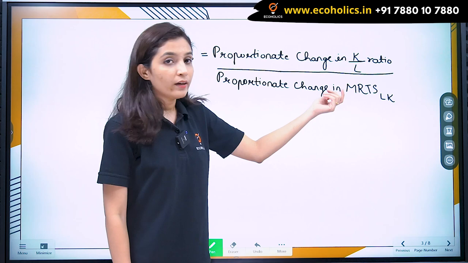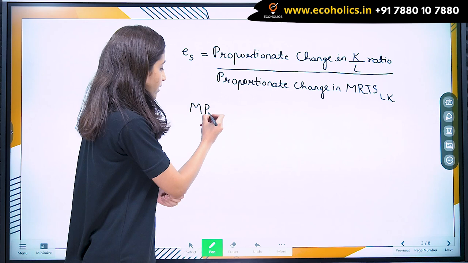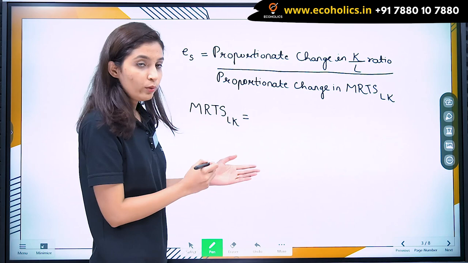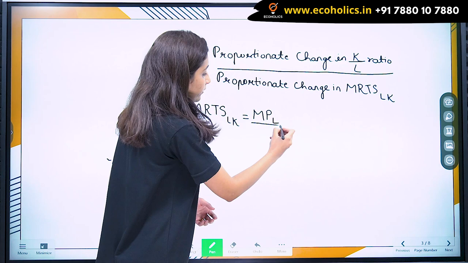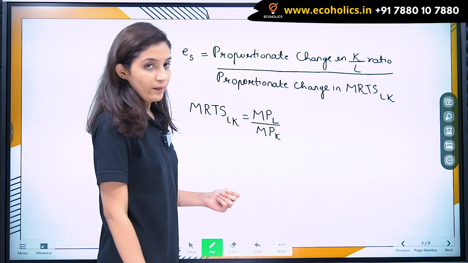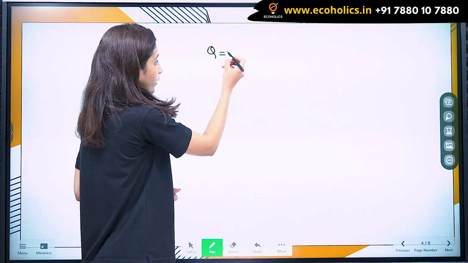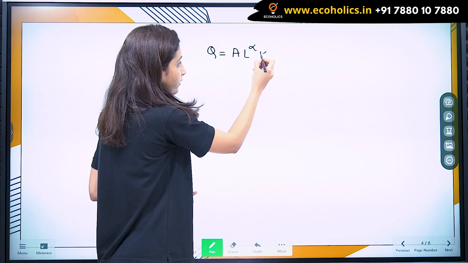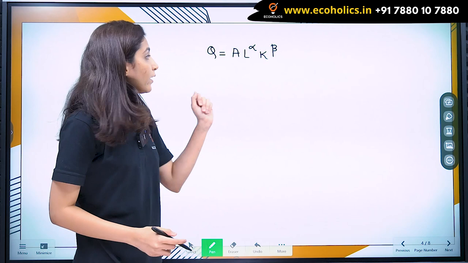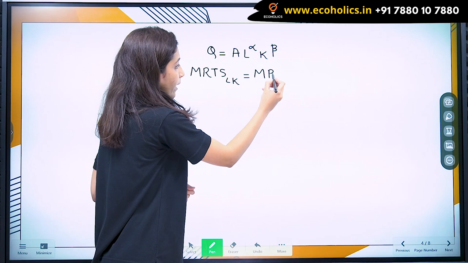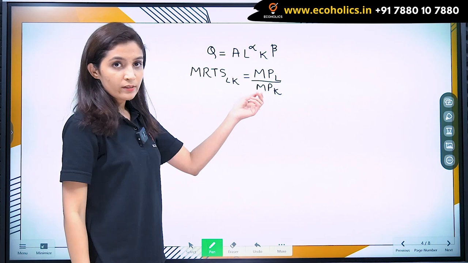Now, we know that MRTS of LK is equal to MPL upon MPK. So we are going to find this first. So now we have Q is equal to A L raised to alpha K raised to beta. This is Cobb-Douglas production function. Now we have MRTS as MPL upon MPK. So first we will find MPL and then we are going to find MPK.